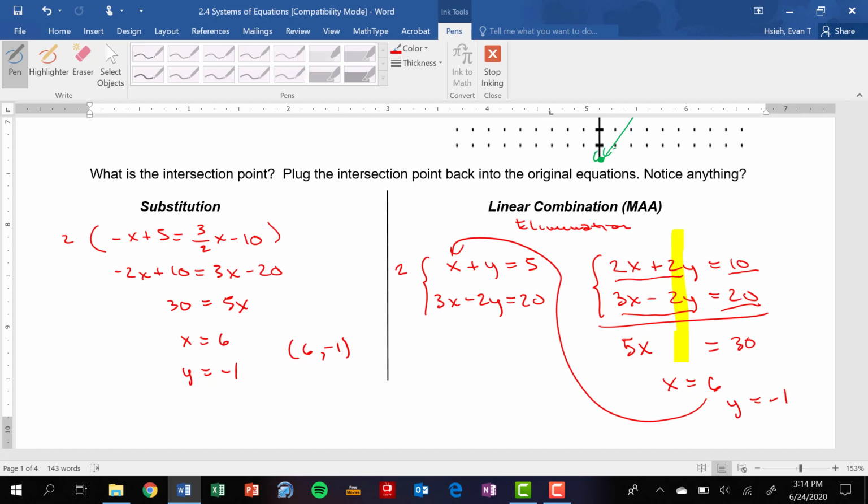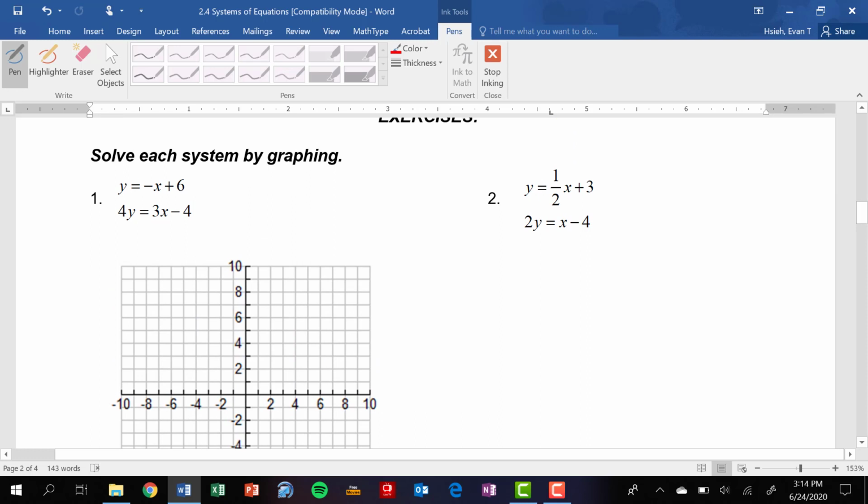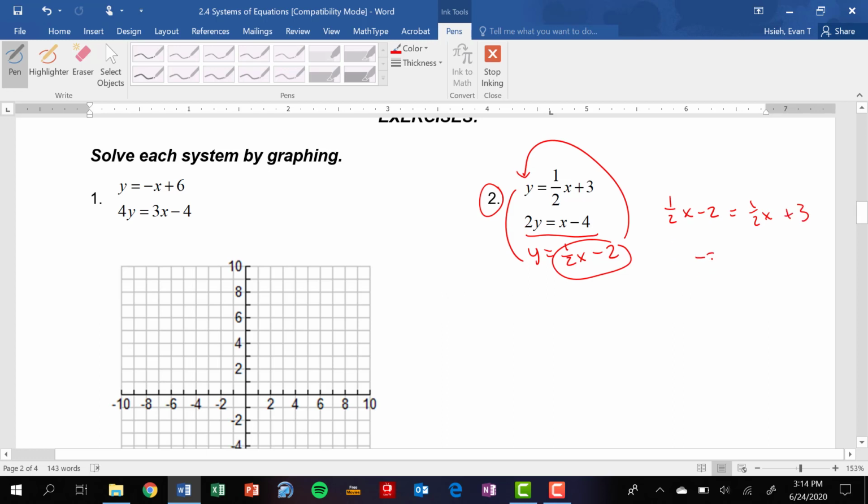Let's jump to the next page and talk about a couple of things. Let's say I'm doing number 2 here, solving this system, and I want to solve this second equation for y. So I divide everything by 2, and y equals 1/2 x minus 2. Now I can substitute this in for the y here. So I get 1/2 x minus 2 equals 1/2 x plus 3. If I subtract 1/2 x from both sides, I get -2 equals 3, which, oops, does not look like a good thing, because we know that's not true at all.